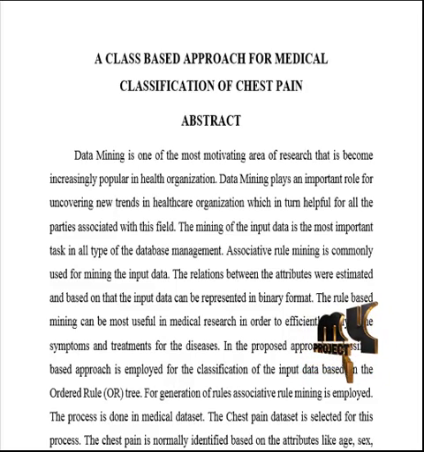The chest pain dataset is used for this process. Chest pain is normally identified based on attributes like age, sex, serum cholesterol level, and blood pressure. The main objective of the process is to classify the data based on the ordered rule tree, to generate the rules for the classification from association mining based on each attribute of the input data, to check for redundant rules in the input database, and to identify the class of the data in order to diagnose the chest pain. An ordered rule based approach is employed for identifying the arrangement of the attributes.